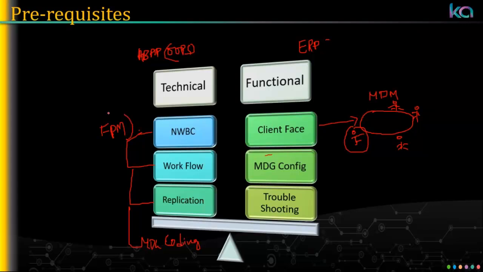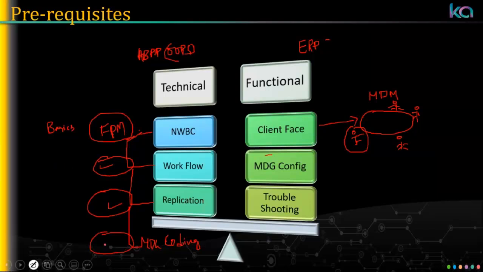If the professional does not have FPM development knowledge or workflow development knowledge or replication knowledge, it's okay, because we are going to cover all these things from the basics, even MDG coding. I'll be able to help you with all the basics of FPM, workflow, replication, and coding methodologies. But the prerequisite would be that a candidate should understand how OOPS works. It's not expert level; even basic knowledge of OOPS should work.